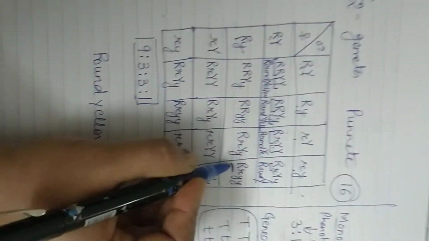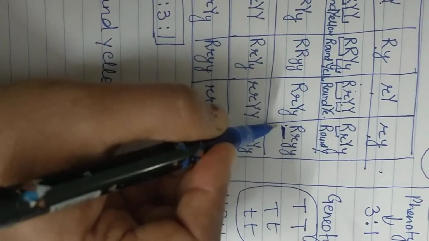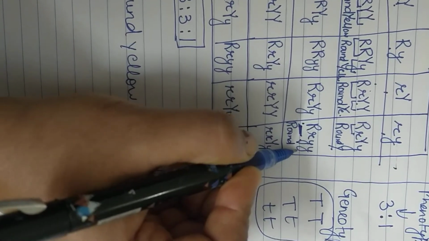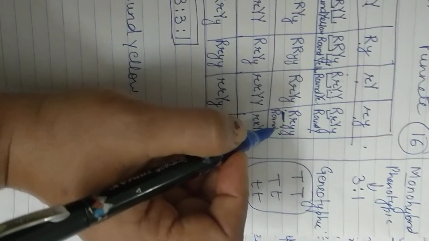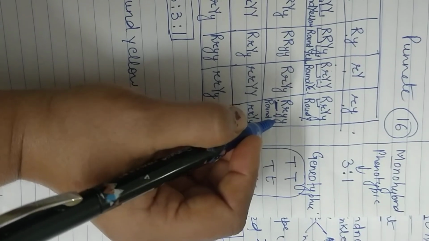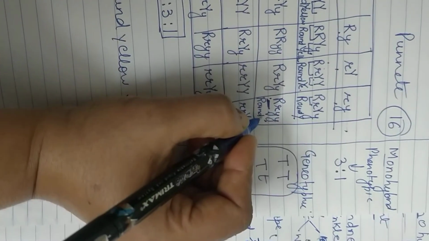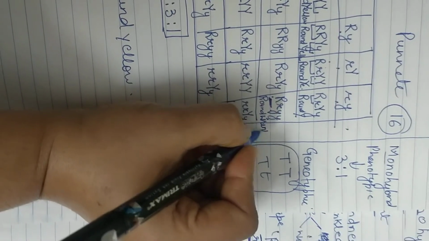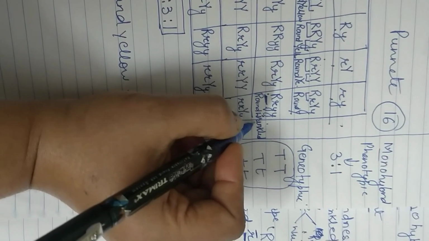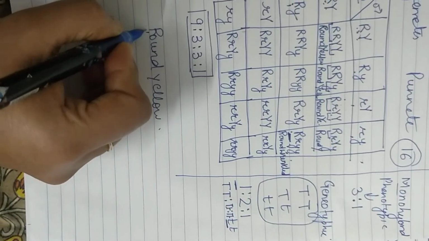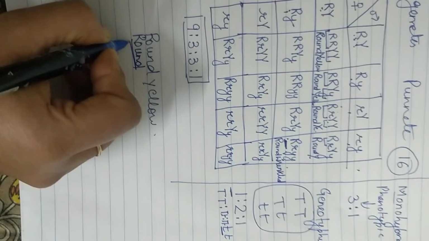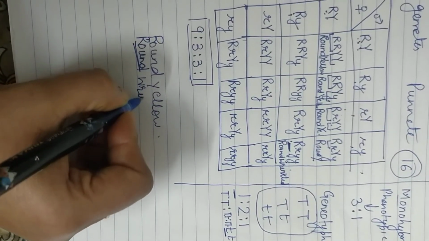Look here children, this combination, capital R and small r, it will produce roundness. But small y, that means there is not a single character for yellowness. So this particular plant will show round seeds, but they all will be green, क्योंकि यहाँ पे dominant character that is yellow नहीं है. So the another type of phenotype which was produced is round seeds with a green color.